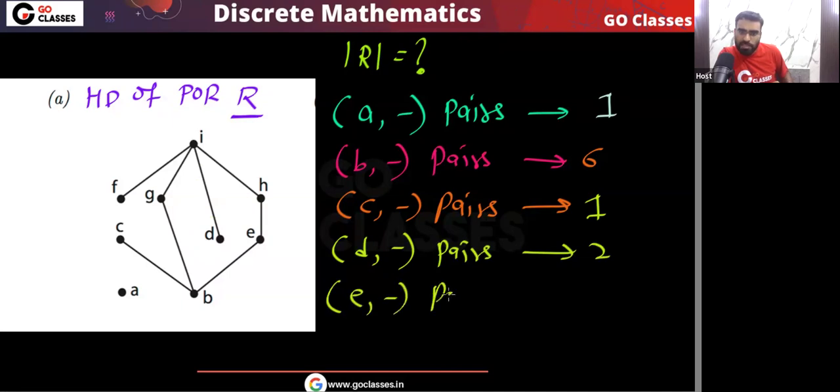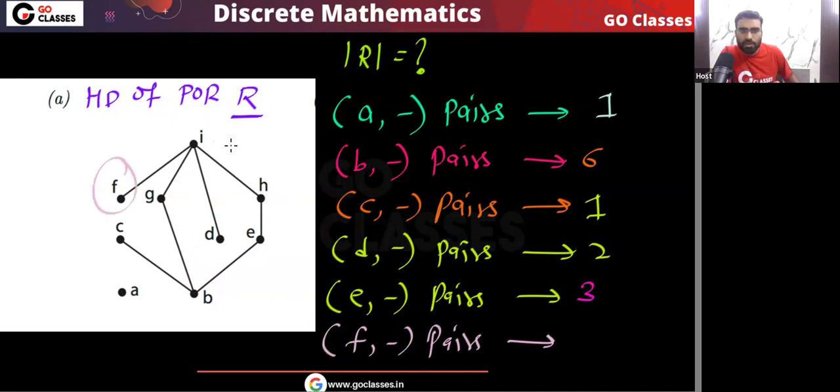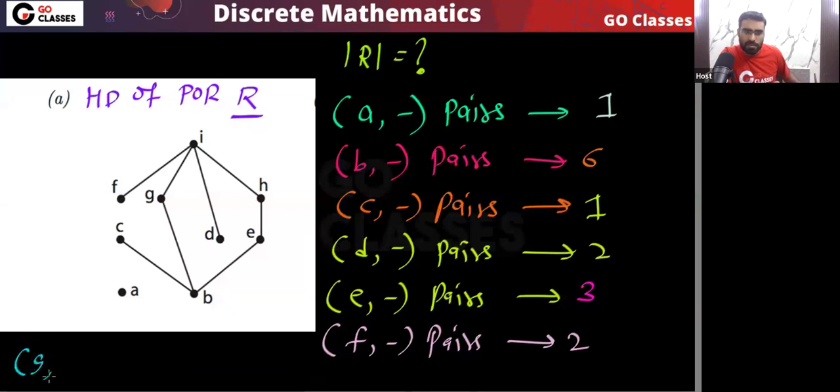How many pairs of this type? E related to E, E related to H, E related to I. So there will be 3 pairs of this type. Next, how many pairs of this type? You can see F related to F, F related to I. So there are 2 pairs of this type. Okay, what about G? G related to G, G related to I. So that will be 2.